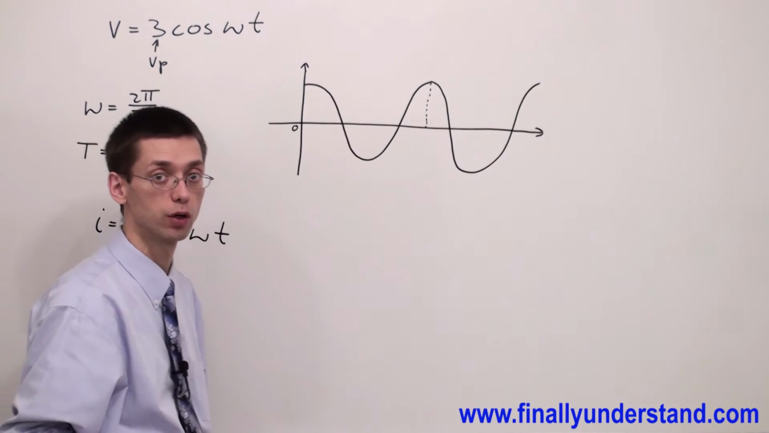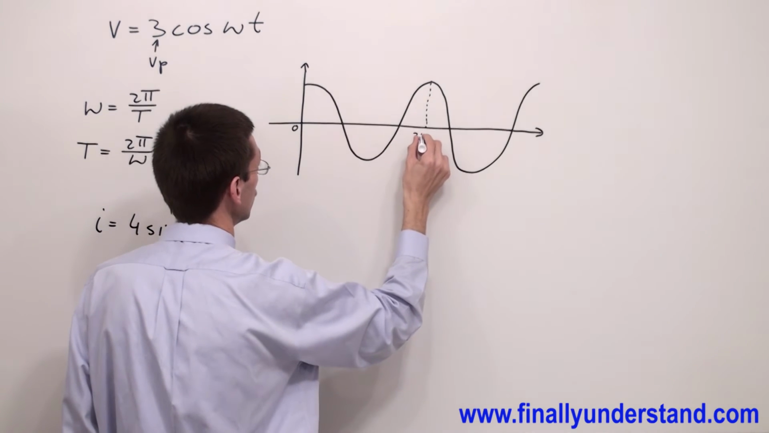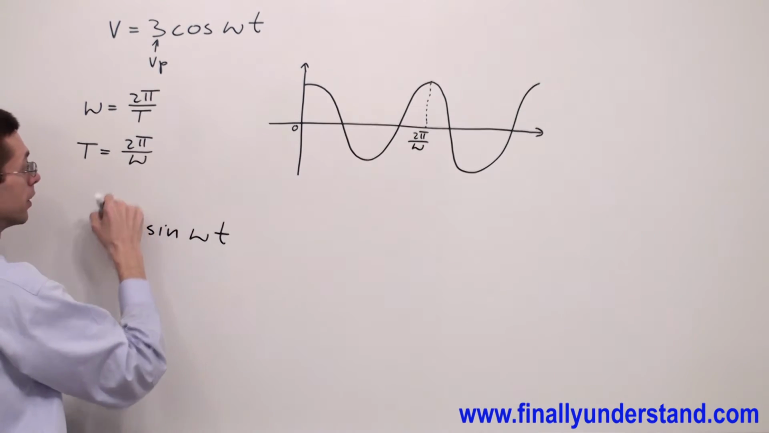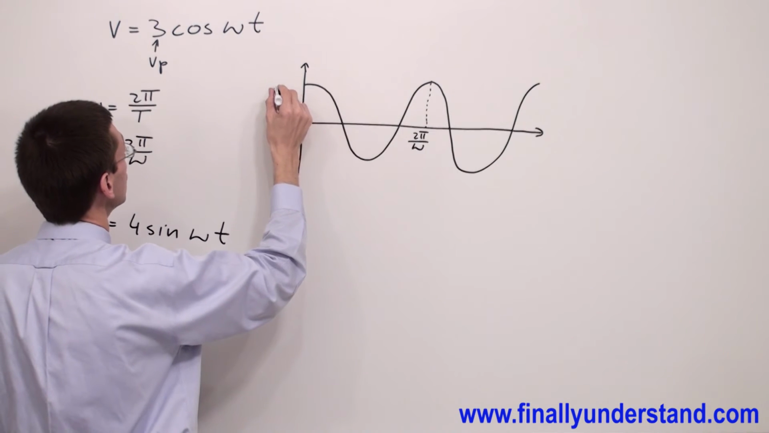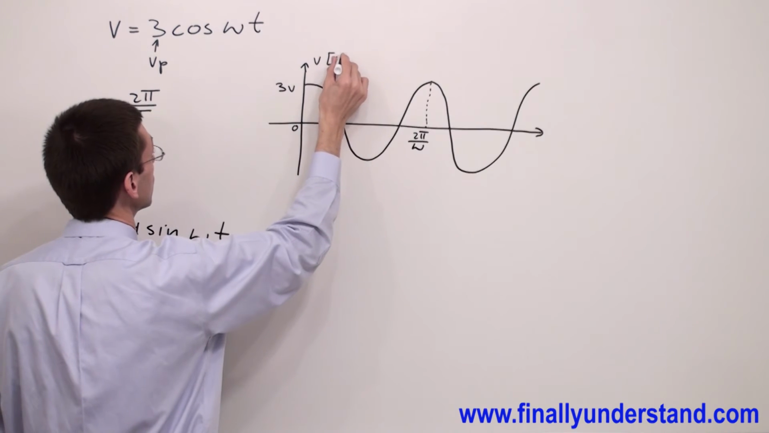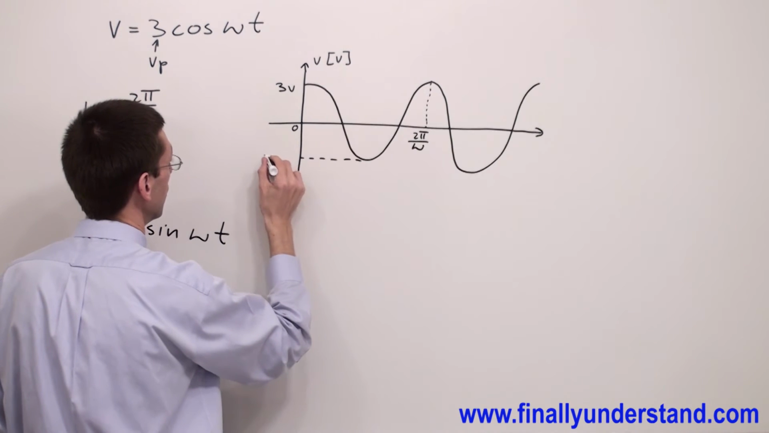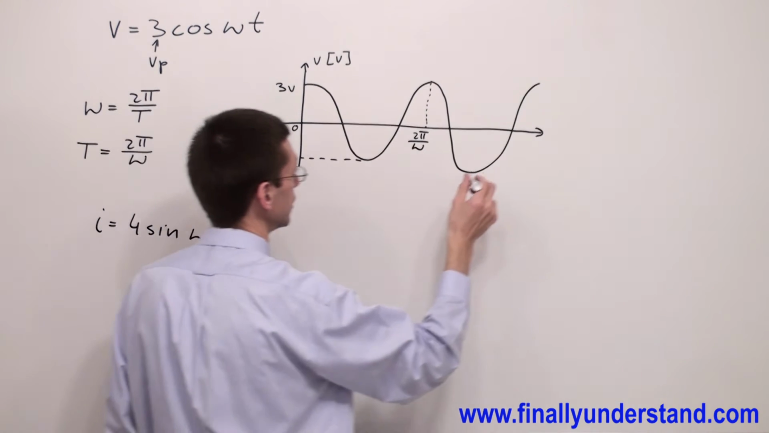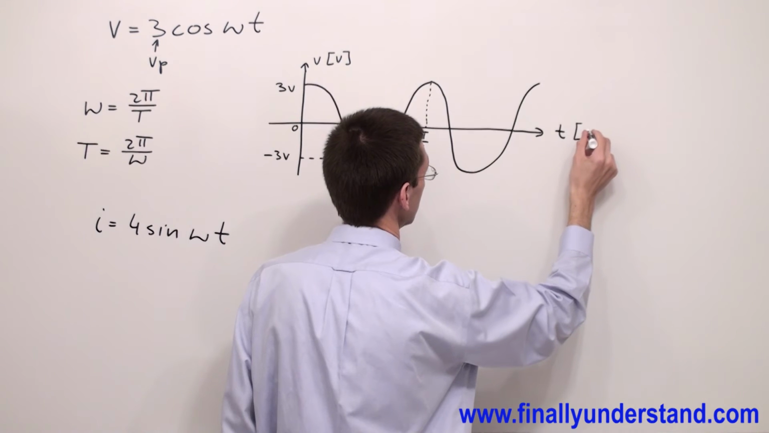remember, is the time required to finish one full cycle, which is equal, in this case, to 2 pi over omega. We calculate this over here. And my peak value is 3 volts. This is my voltage expressed in volts. And this is going to be minus 3 volts. And this is the time, which is expressed in seconds.